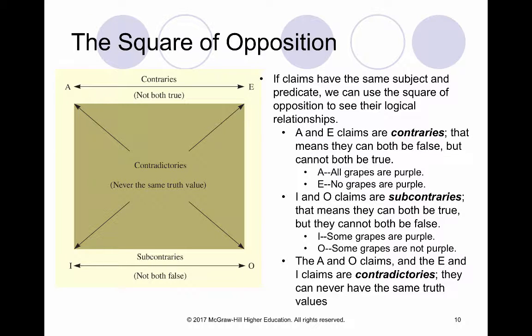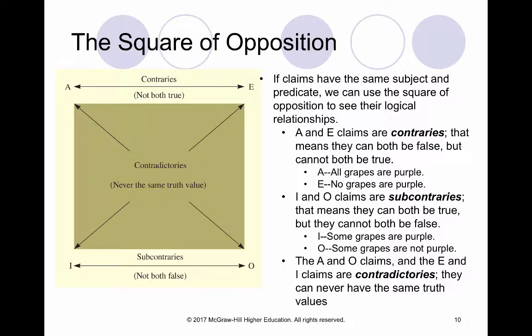The square of opposition is a way to see the logical relationships between claims that have the same subject and predicate. This logical relationship between claims assumes that there is at least one thing in a group, that it's not empty, and again, this is known as the existential assumption. The square has the A and E claims across the top, which are the "all" or "no" claims, and the I and O claims across the bottom, which are the "some are" and "some are not."